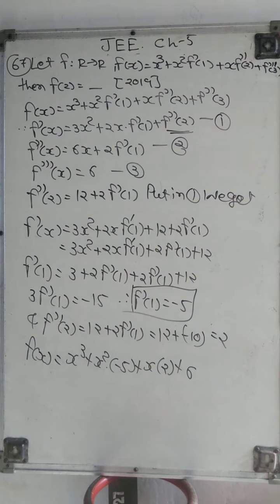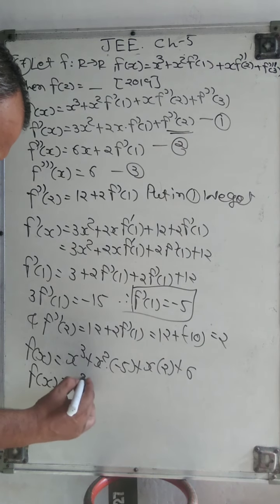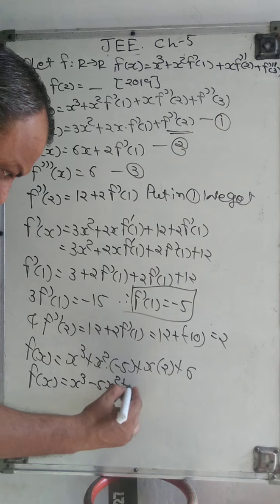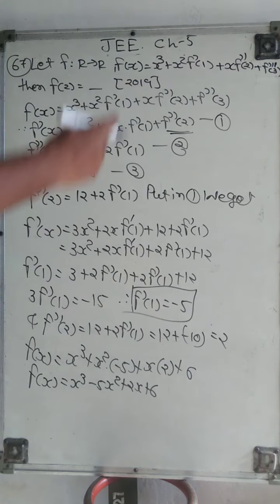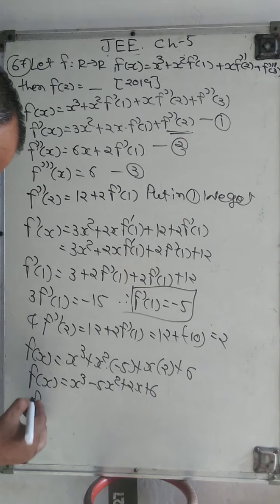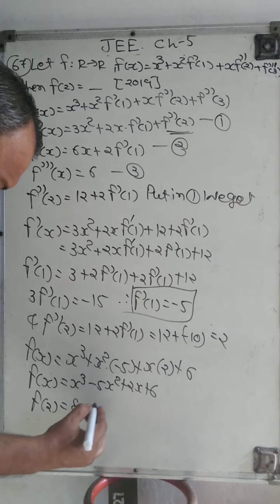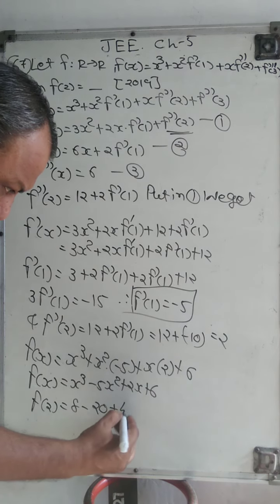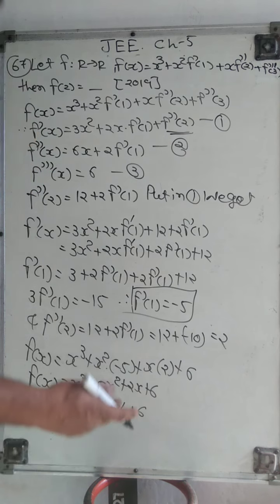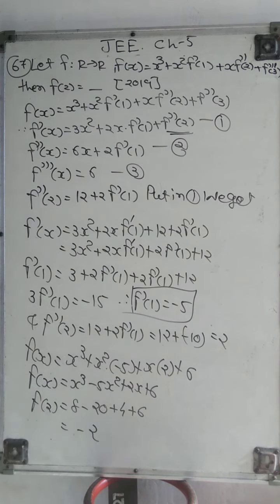So we correct it, and now we have f(x) equal to x cube minus 5x square plus 2x plus 6, and we just want to find f(2). So f(2) equals 8 minus 20 plus 4 plus 6. When we simplify it, minus 2 is our answer. Okay, so this way we find this sum.